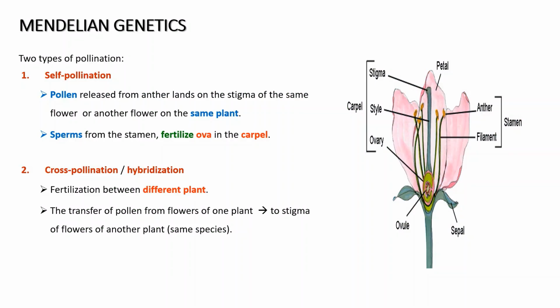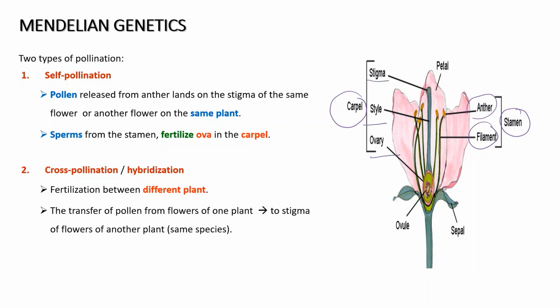In this diagram, it shows a pea plant's reproductive organs. Each pea flower has both sex organs. The male sex organ is the stamen. The stamen consists of anther and filaments. For the female sex organ, it is the carpel. The carpel consists of stigma, style, and ovary.